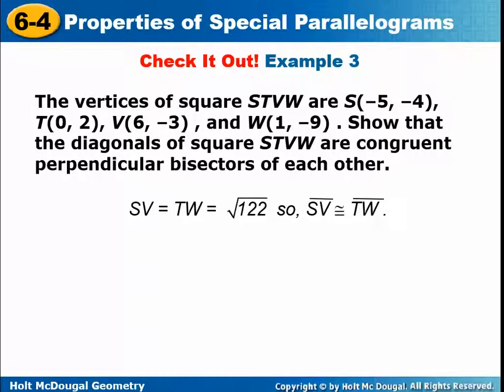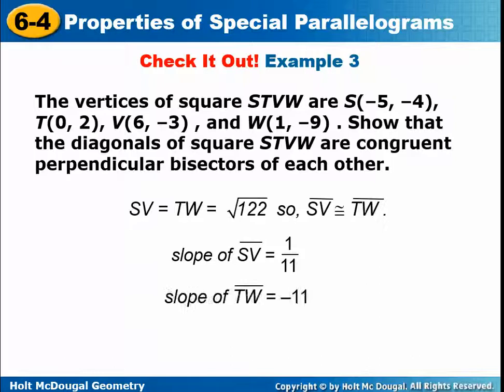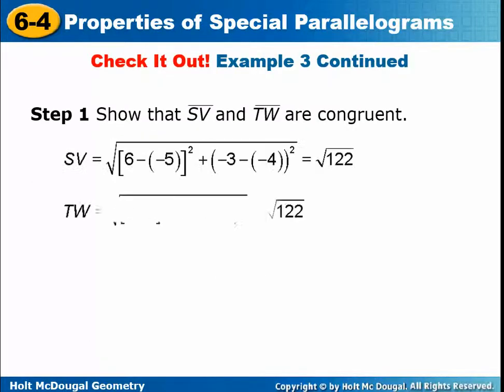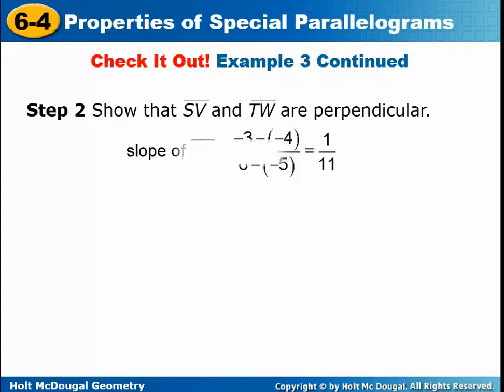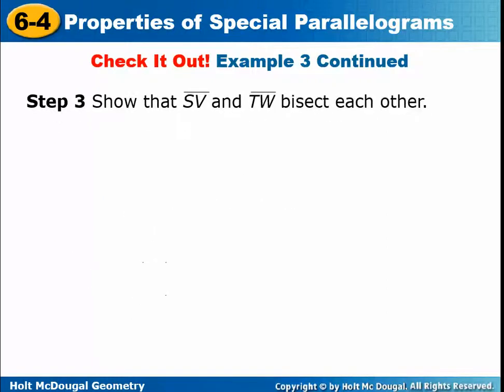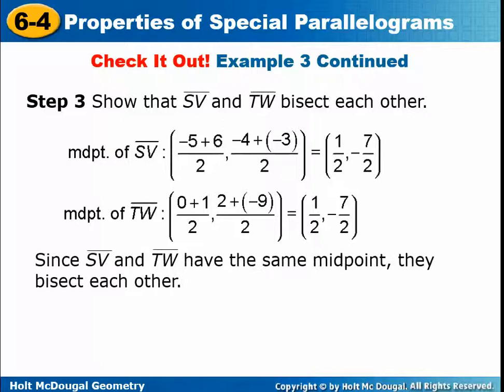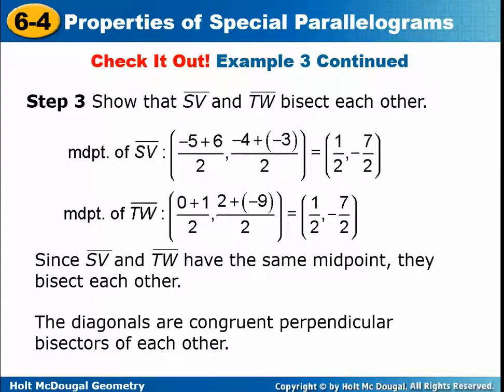We'll find the distance between SV and TW. And in both of them, we got the square root of 122. The slope of SV they found to be 1/11. The slope of TW is -11, which means they're perpendicular. And then we got to find the midpoint of SV and TW. If the midpoints are the same, yes, we did that part already. If the midpoints are the same, then we have that they bisect each other. And they did find that they did, so therefore they are congruent perpendicular bisectors.